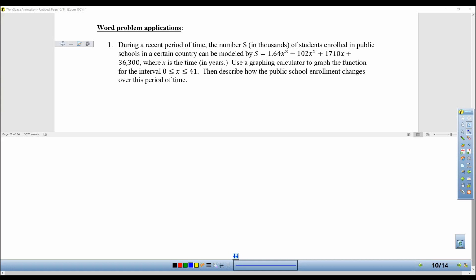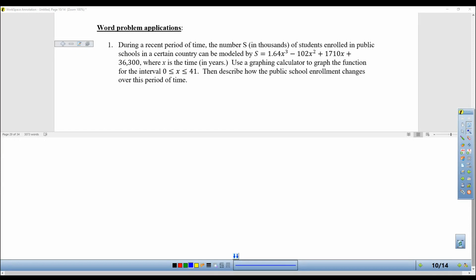So let's do some word problem applications. Number 1. During a recent period of time, the number S in thousands of students enrolled in public schools in a certain country can be modeled by the following equation. X is going to be in time, which is in years. Use a graphing calculator to graph the function for the interval 0 is less than or equal to x is less than or equal to 41, so a 41-year time span, and then describe how the public school enrollment changes over this period of time.